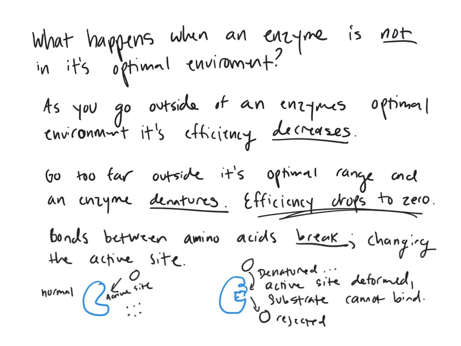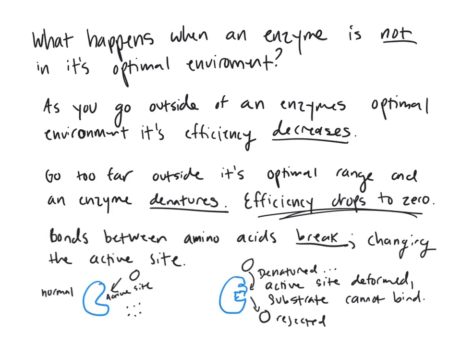I've drawn a couple of pictures. When the bonds between those amino acids break and it changes the shape of the active site, you go from a normal situation where the substrate binds and then turns into product, to this, where the active site is deformed because the amino acids and those bonds have changed. This is called denatured. So the substrate can't bind and actually gets rejected. It tries to bind here, but it can't fit, so it just bounces off, and that enzyme is useless now. It can't function at all.